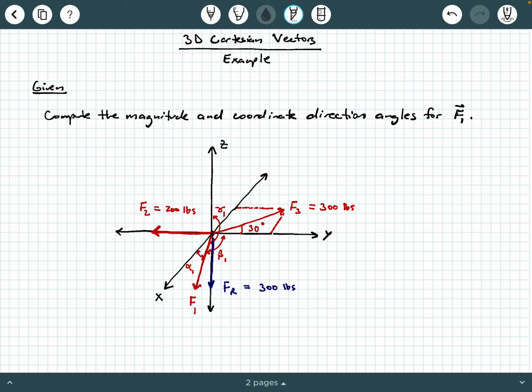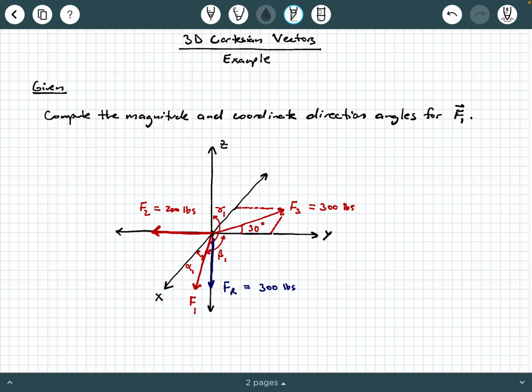Now, coming out of the origin, we have 4 vectors in total. We have 3 force vectors, and then we have their resultant force. So let's take a look at what we're given. The first force vector, which is the one we're trying to find, is F1. That's coming off right here, okay? So we have the tail at the origin and the head somewhere down here.